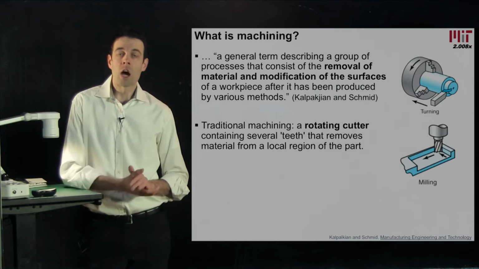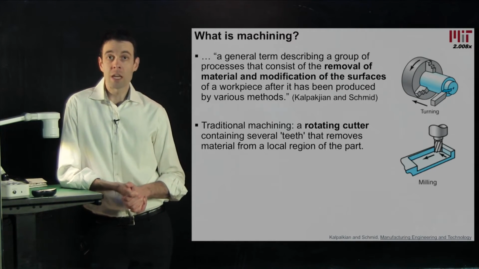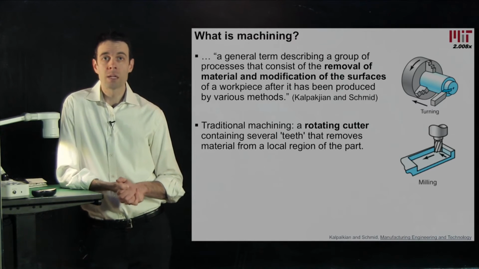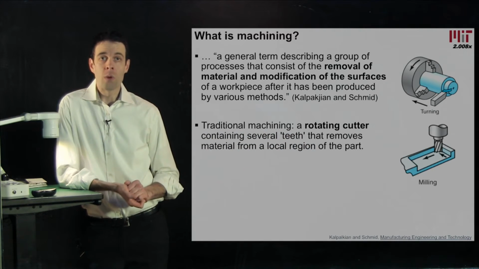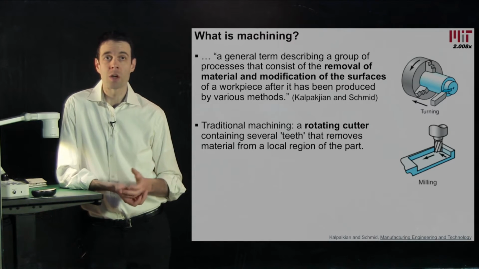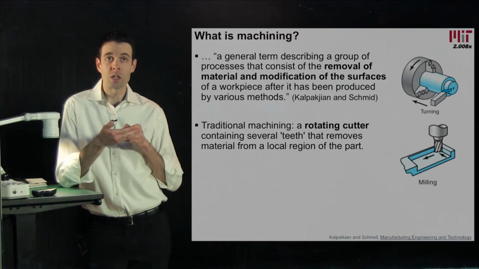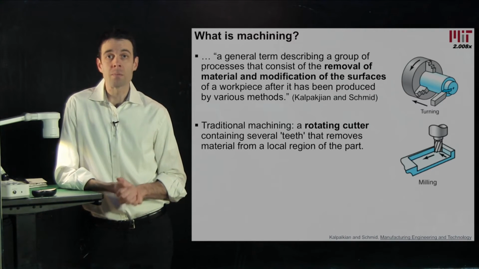Now, we're going to talk most about traditional machining, where a rotating cutter containing teeth, one or more teeth, removes material locally from a part. And that's what you see in the diagrams of milling and turning, though obviously in milling, typically the cutter is rotating and the part is stationary. And in turning, the part is rotating and the cutter is stationary. But to an approximation, the mechanics are the same.